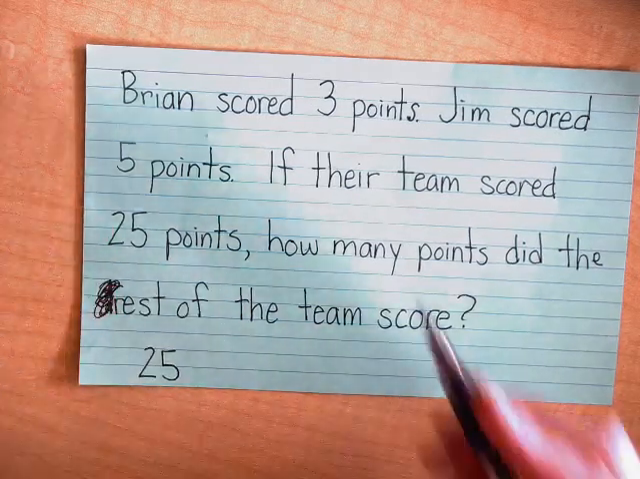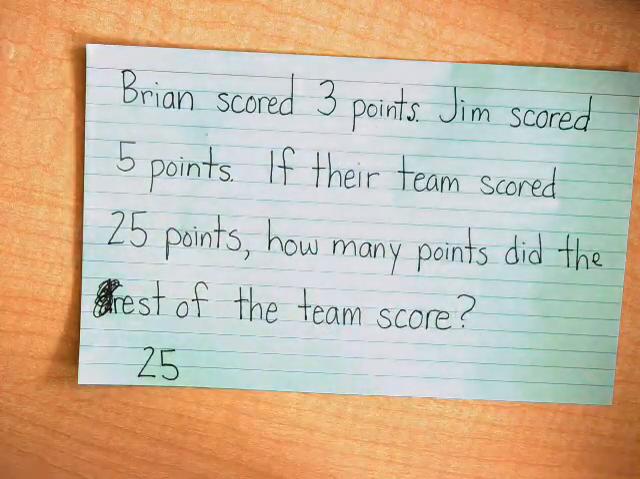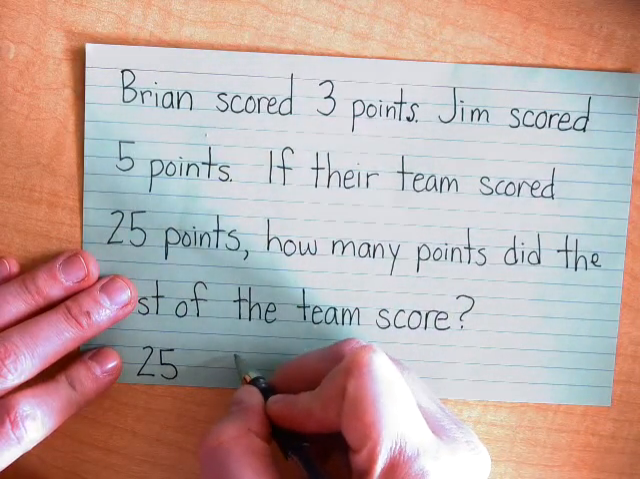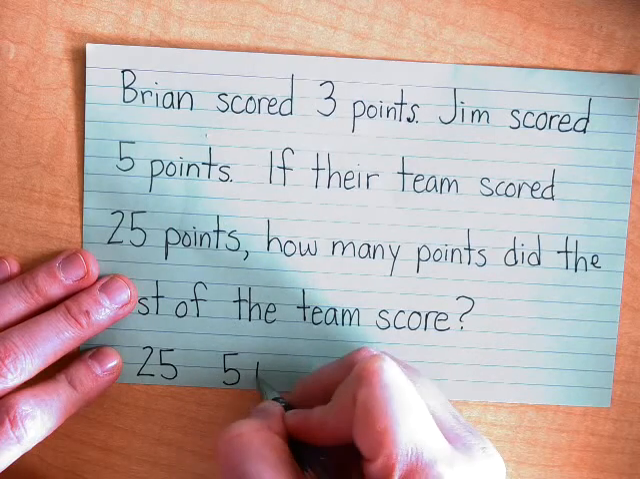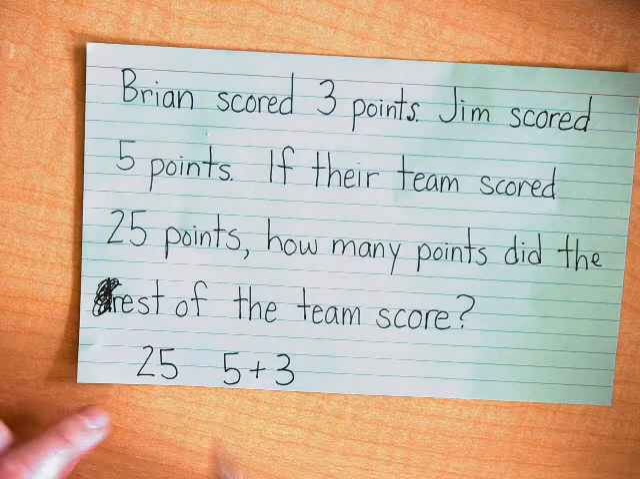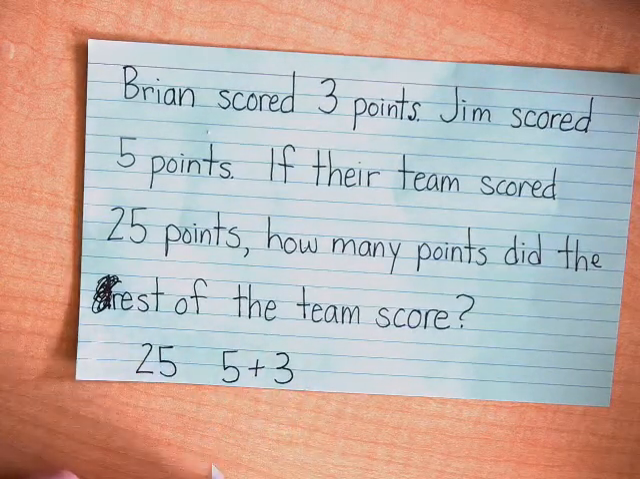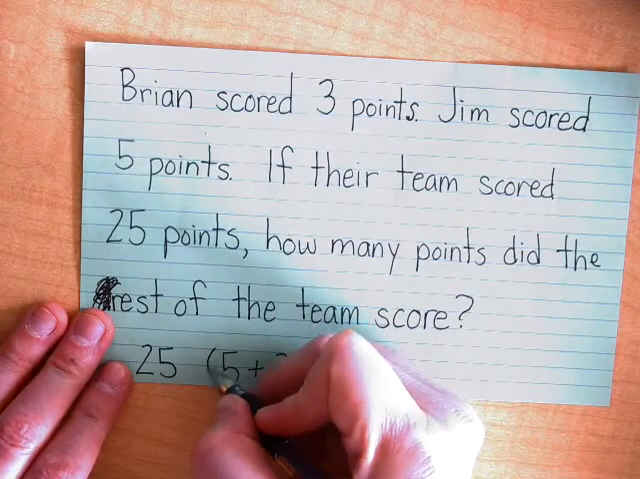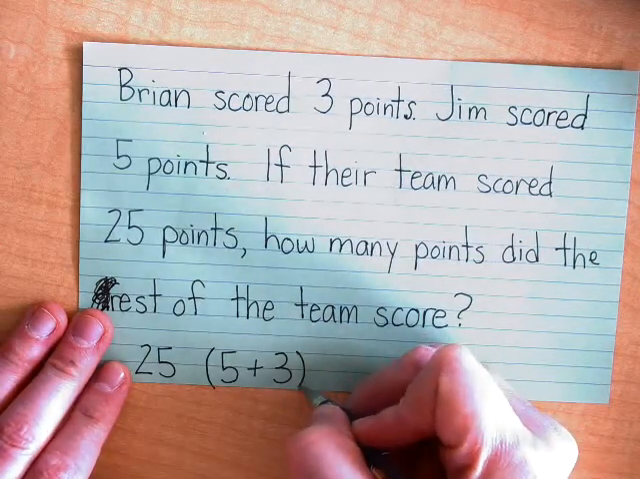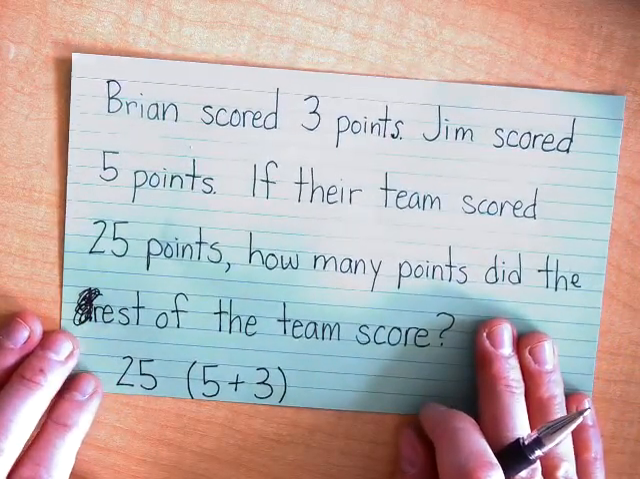And I know that Brian and Jim together scored 5 and 3 points. So I'm going to write that down, 5 and 3, because this is Brian and Jim's score. So let's see, I've got 25 here, and then I've got Brian and Jim's 5 and 3. Well, I have to put this 5 and 3 in parentheses, because those two numbers I have to add together in order to continue with this problem.